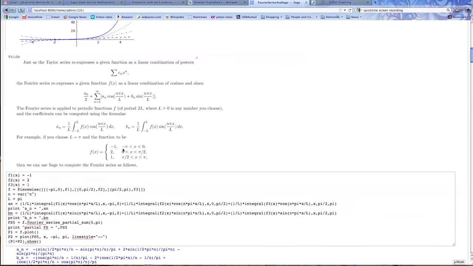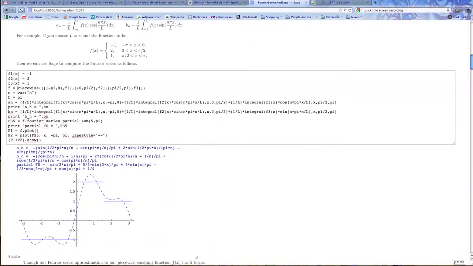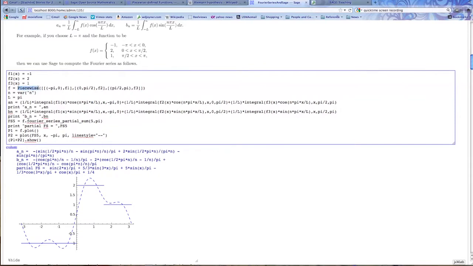It's -1 from minus pi to 0, 2 from 0 to pi over 2, and 1 from pi over 2 to pi. And let's use Sage to plot that piecewise constant function. Not hard to do that. Sage has a command called piecewise. You can put piecewise defined functions together pretty easily, and you can plot them. There's the plot right there, that solid blue line plot.